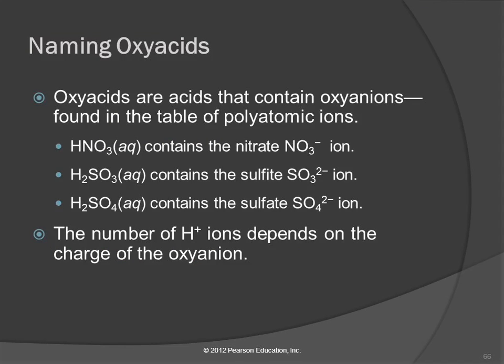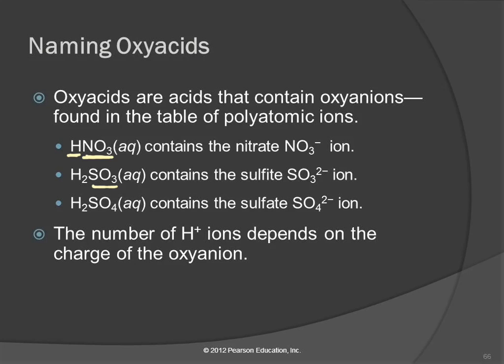But then there's the oxy acids. The oxy acids have oxygen in them. And so when we look at the oxy acids, like HNO3, there's the hydrogen, and the rest of it is nitrate. All of these oxy acids have an oxy anion in them.